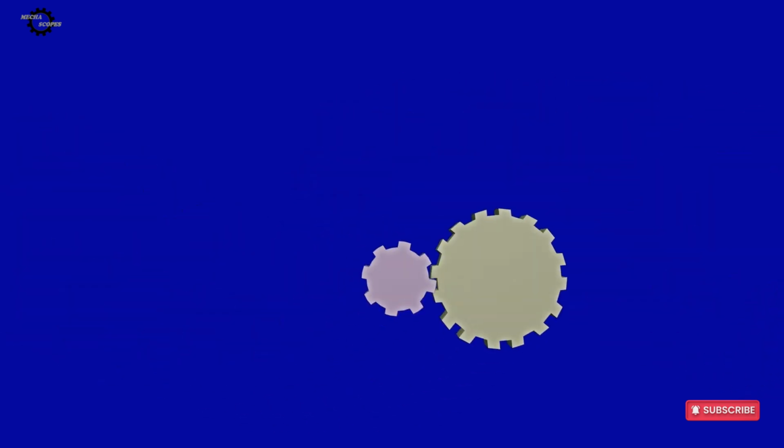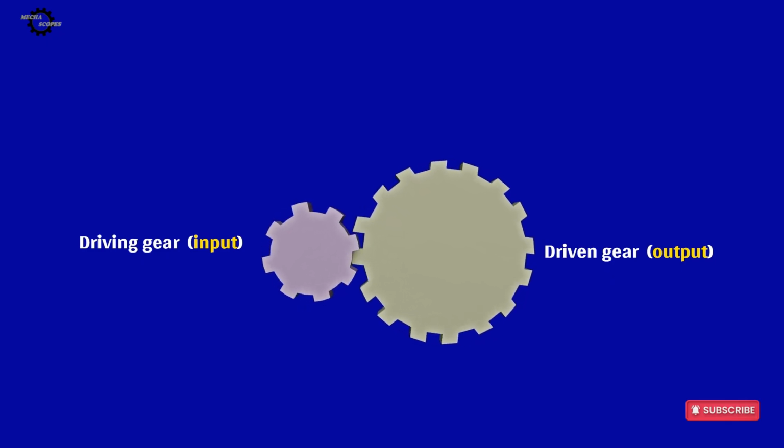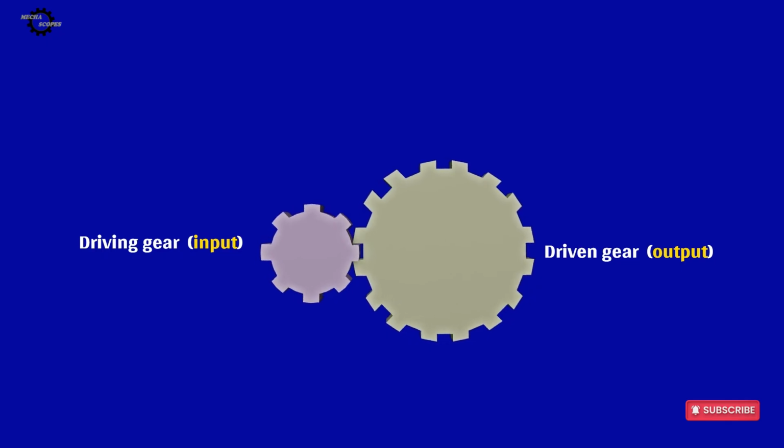Now, let's look at a different gear arrangement. In this example, the driving gear is 5 times smaller than the driven gear. As the smaller gear rotates, it must complete 5 revolutions to turn the larger gear once.